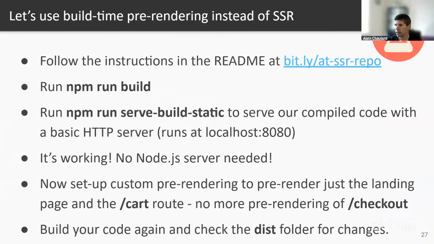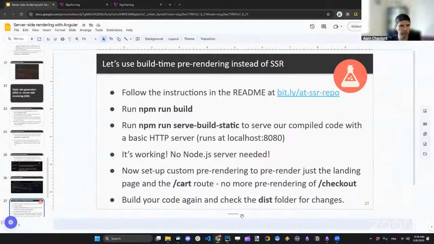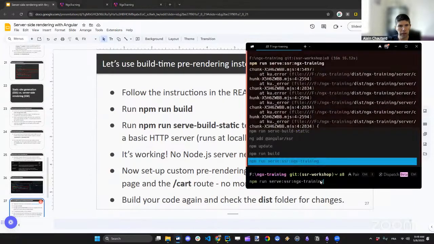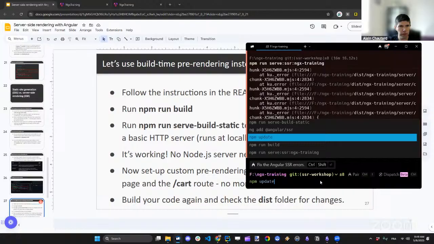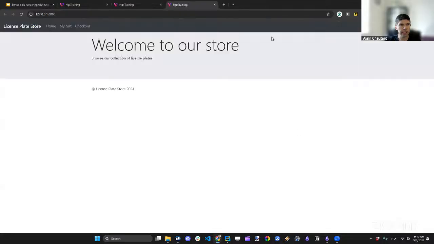And yeah, I can give this a try. I can just use npm run build static because I already compiled my code. So I'll stop the SSR server here. I'll go back to my previous command to build static, which runs on port 8080.